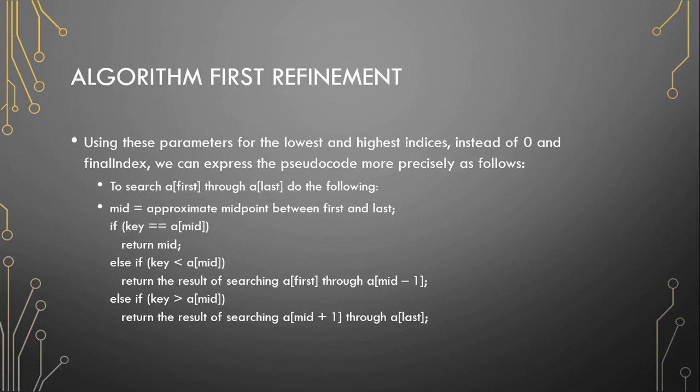So instead of using 0 and final index, we can express pseudocode more precisely as follows. So to search a of first through a of last, we're going to do the following.